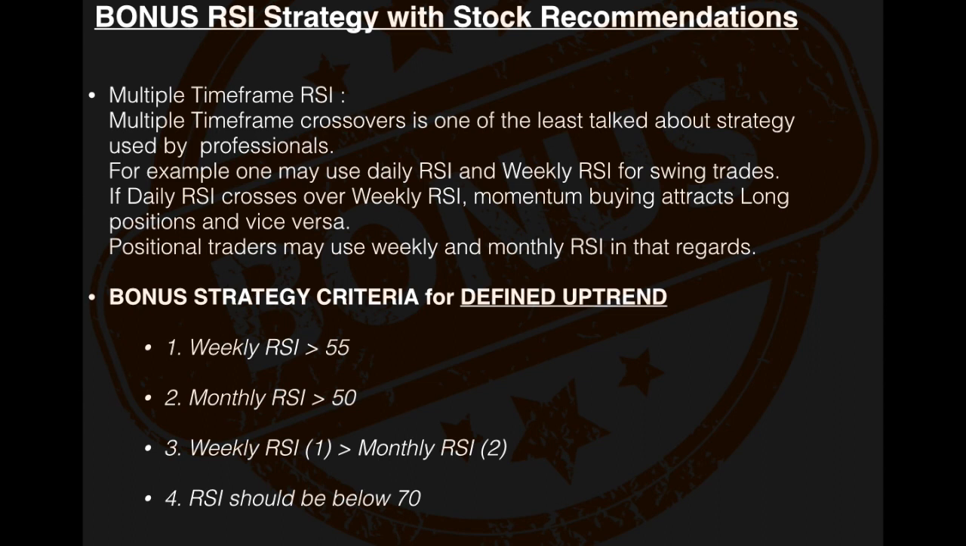Our strategy is based for positional traders and we've used weekly and monthly RSI. Bonus strategy criteria for defined uptrend. Below are the 4 points which once met qualifies the underlying security for a defined uptrend. Number 1. Weekly RSI should be greater than 55 levels. Number 2. Monthly RSI should be greater than 50 levels. Number 3. Weekly RSI should be greater than monthly RSI. And number 4. RSI should be below 70 levels.